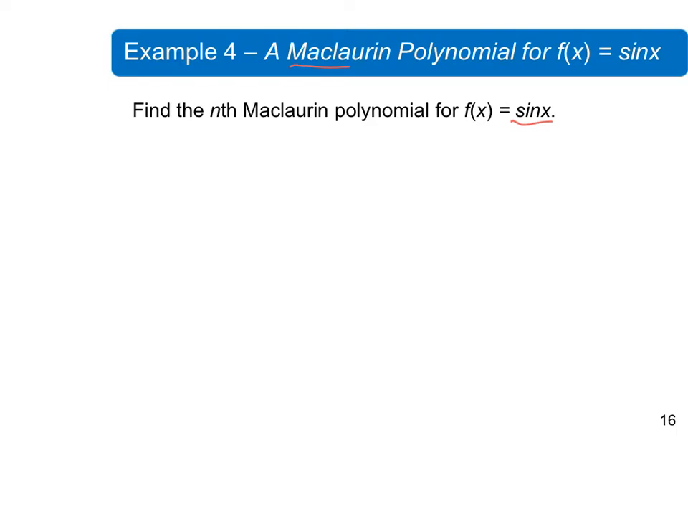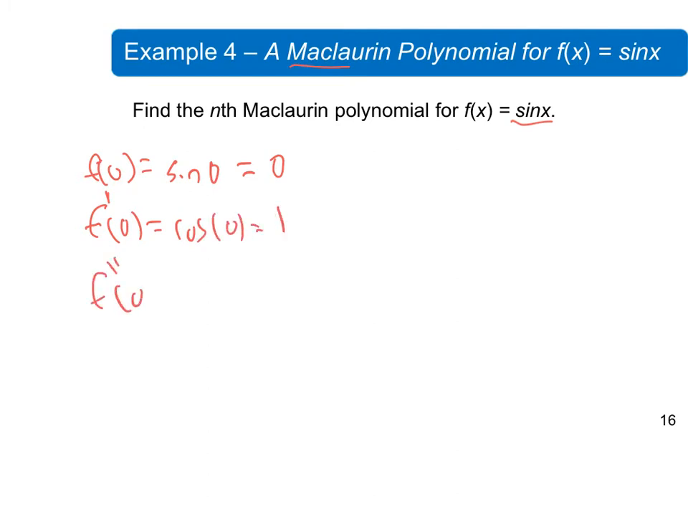It's at 0. So f of 0 would be sine of 0. Sine of 0, I hope you remember, is 0. F prime of 0 is the cosine of 0, which is a 1. F double prime of 0 is the derivative of cosine, which is a negative.